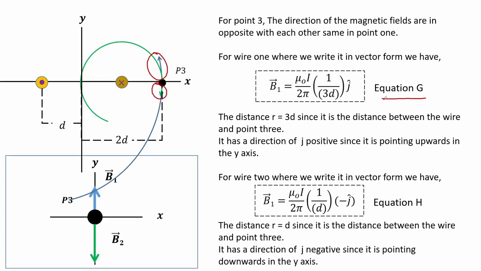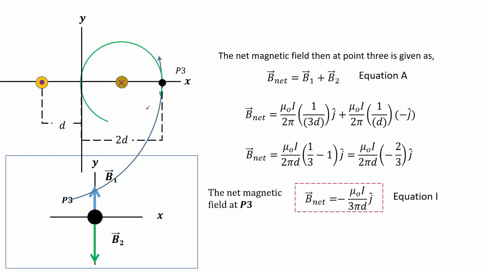For wire 2 where we write it in vector form we have equation H. The distance r is equal to d since it is the distance between the wire and point 3. It has a direction of j hat negative since it is pointing downwards in the y-axis. The net magnetic field then at point 3 is given as equation I.